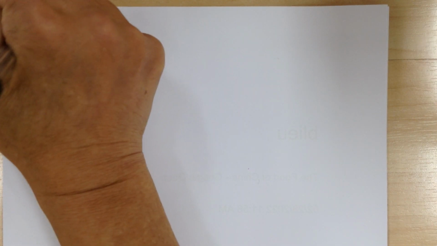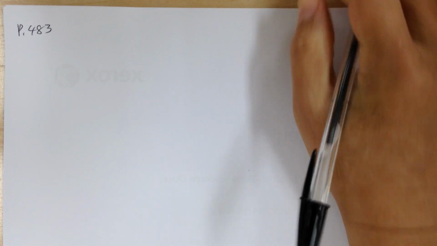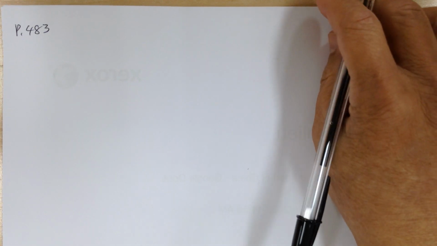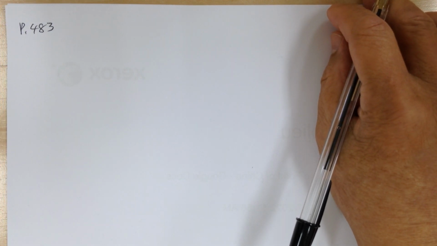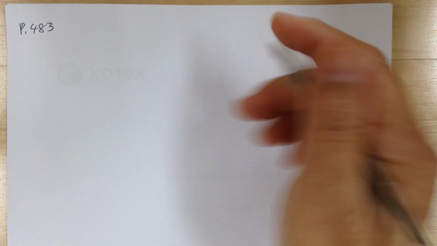Let's go to page 483. This is lesson 10-7. The objective of this lesson is to use exponential and logarithmic functions to solve growth and decay problems. So the first type of problem that you come across is the compound interest problem.